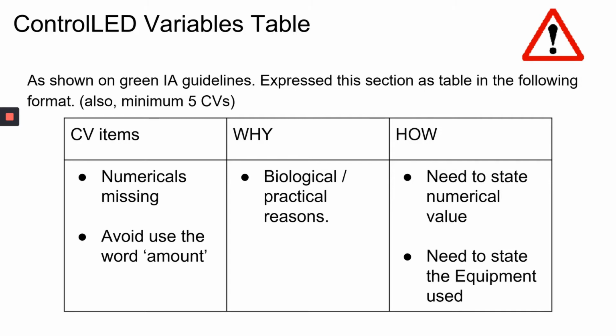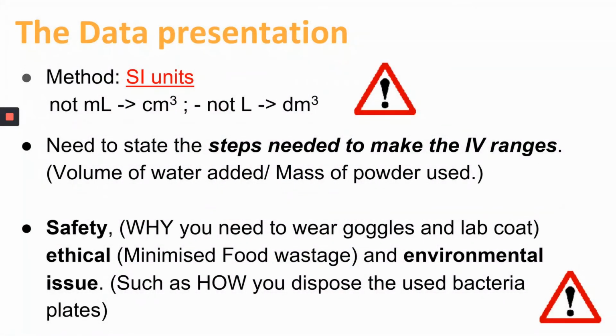Make sure you express it in a table format with 3 columns. Okay, and the next part is the data presentations. So also again in one of the IA guidance, we prefer to use the SI unit. So don't use milliliters. You should be using cm cube. If it's chemistry, then probably you'll face the term dm cube.